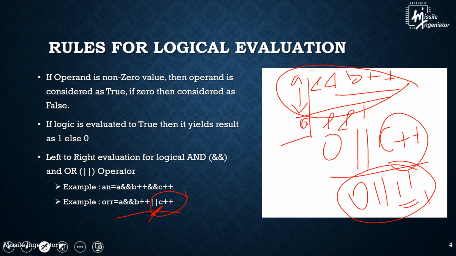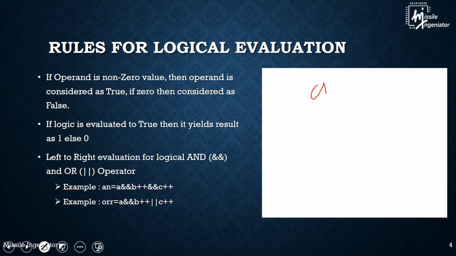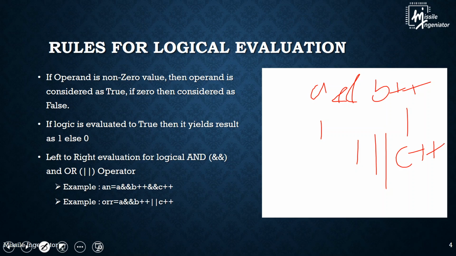So when you have 0 OR c plus plus, you have to evaluate till c plus plus; if it is 1, then the value is equal to 1. Whereas if I say a ampersand ampersand b plus plus, and both values are non-zero, so the result evaluates to 1, then you need not bother about c plus plus. That's because if any one of the operands is 1, the result is 1.